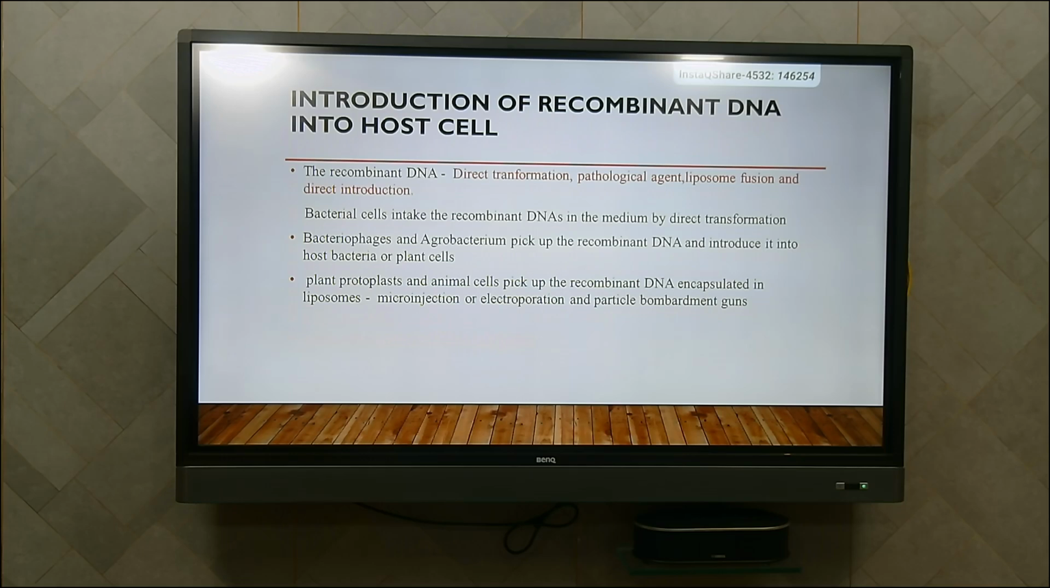plant cells. The plant protoplast and animal cells pick up the recombinant DNA encapsulated in liposomes. The recombinant DNA can also be introduced directly into plant cells and animal cells by microinjection or electroporation and particle bombardment guns. The recombinant DNA integrates with the genome of the host cell and expresses a new character in that cell.